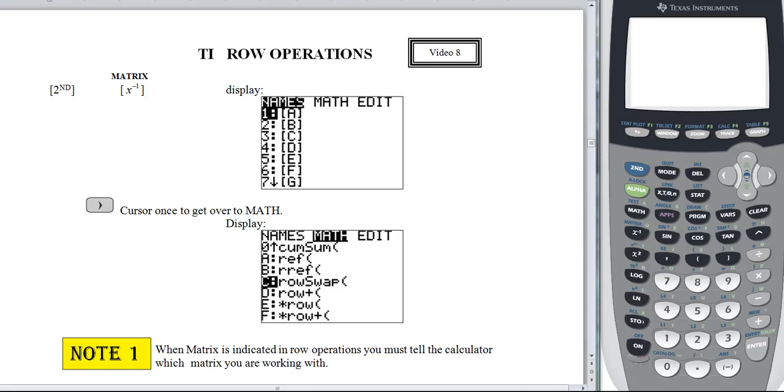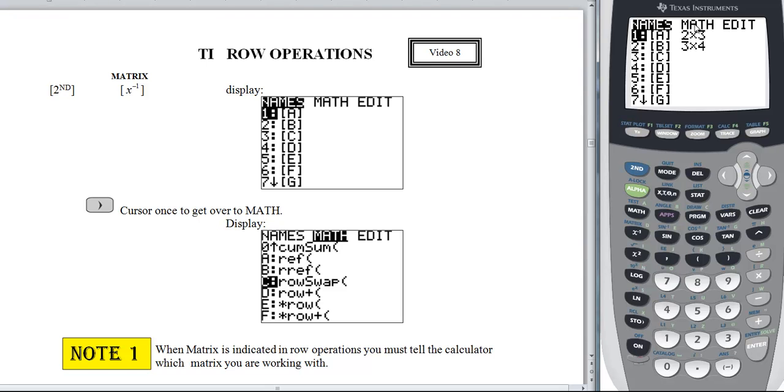Now we're going to look at row operations on your calculator. So let's go access the matrix. Second matrix, or whichever way you have to do it. So there are the names, and if you'll notice, I still have the same matrices from the last video. So there's my display, but it says to cursor once.